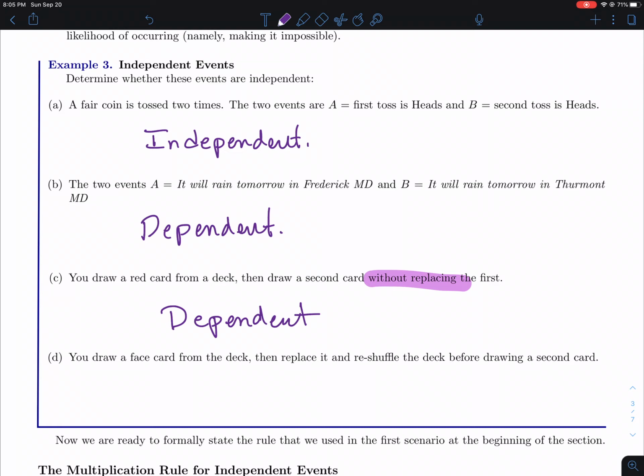All right, so D, you draw a face card from the deck, then you replace it and reshuffle it. Again, that's the key word here. We've actually put the card back into the deck before drawing a second card. So maybe I drew the King of Hearts the first time, but now I stuck it back in the deck, so it's possible I'll actually draw the King of Hearts the next time. Since it's there, this is an independent event in this case.